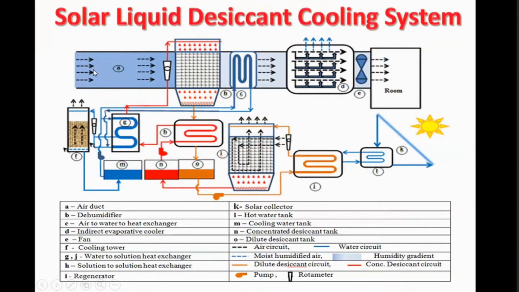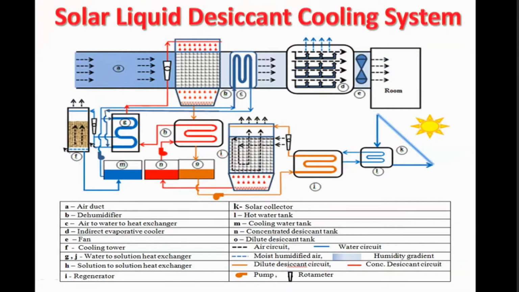Okay, so if you see, the air is coming into this particular duct here, which is mentioned as the air duct, and you have this component which is a dehumidifier. In this dehumidifier, you are circulating concentrated solution. Once the concentrated solution comes in contact with air, the air releases its moisture to the solution. So the solution becomes weak because it has picked up moisture, and then it needs to be regenerated, which is shown in the lower part of this particular diagram.